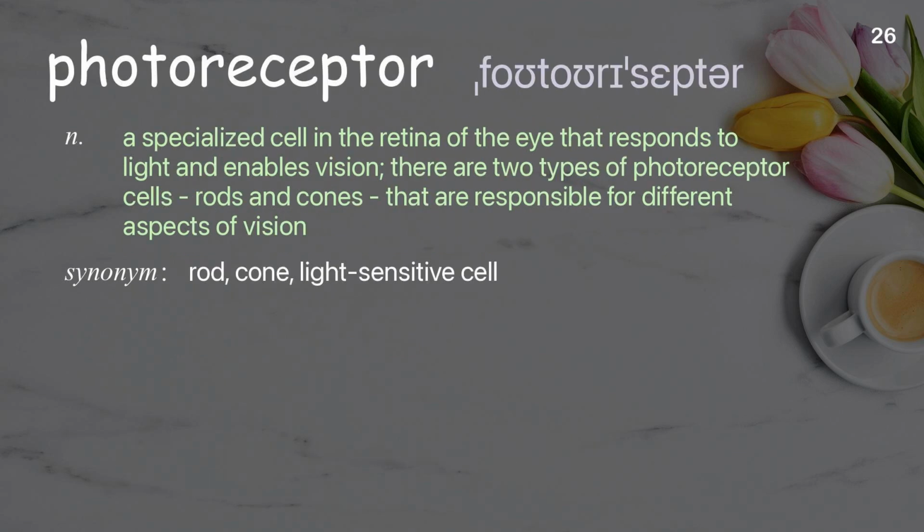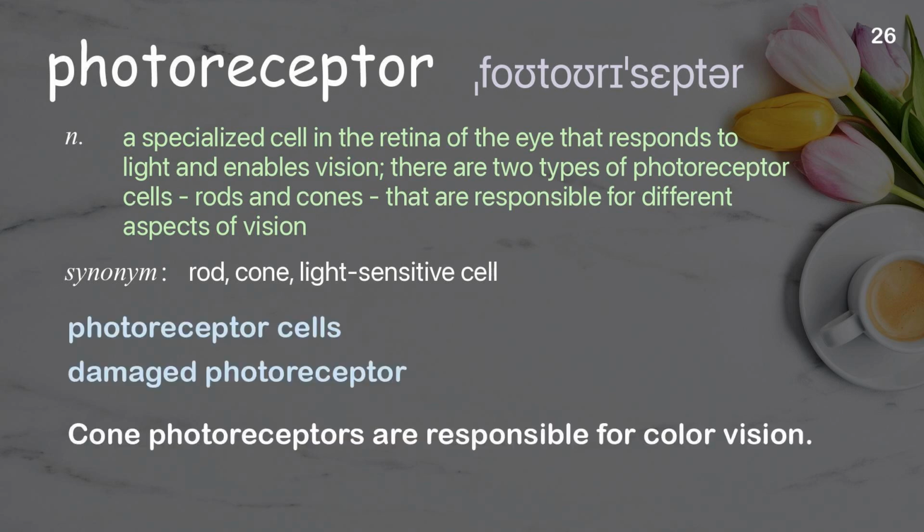Photoreceptor. A specialized cell in the retina of the eye that responds to light and enables vision. There are two types of photoreceptor cells, rods and cones, that are responsible for different aspects of vision. Examples: Photoreceptor cells. Damaged photoreceptor. Cone photoreceptors are responsible for color vision.